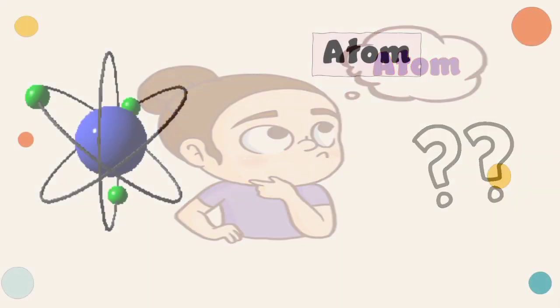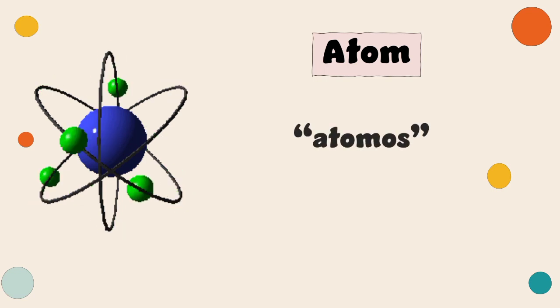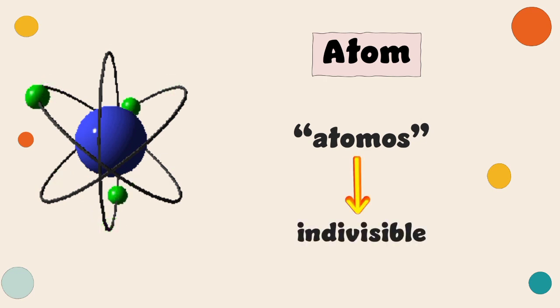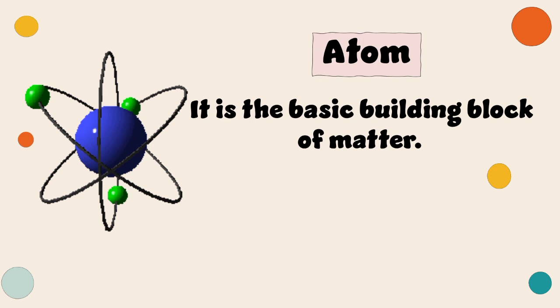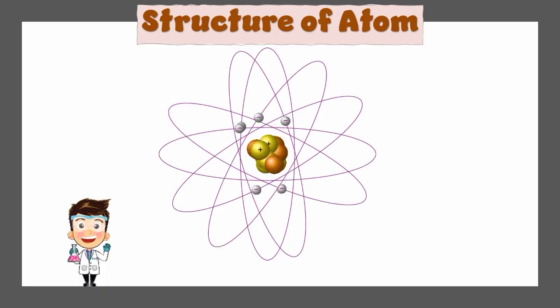Let us first identify what we call atoms. The Greeks called this particle atomos, which means indivisible. In the modern word, atom is derived from this term. Atoms are the basic building blocks of matter. Anything that takes up space and anything with mass is made up of what we call atoms. And an atom has different structures.